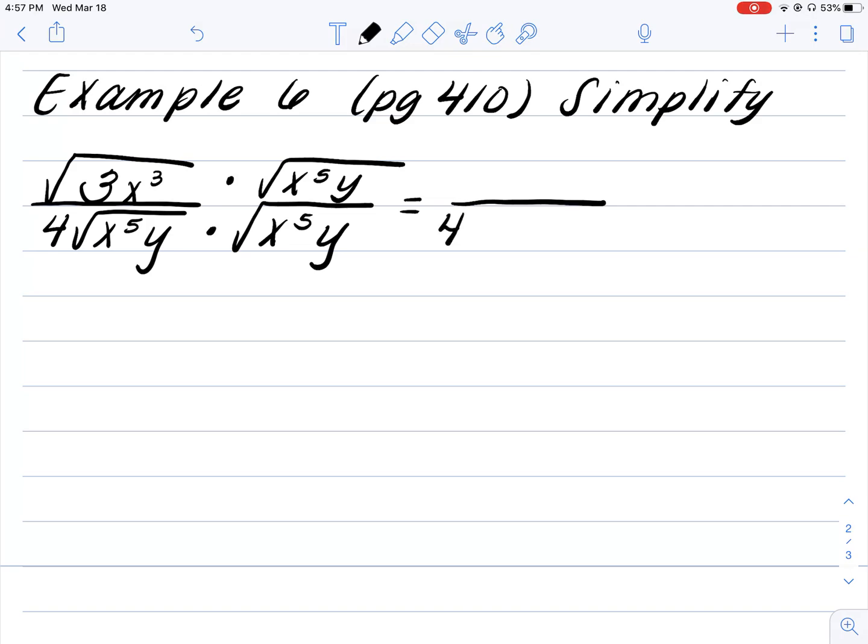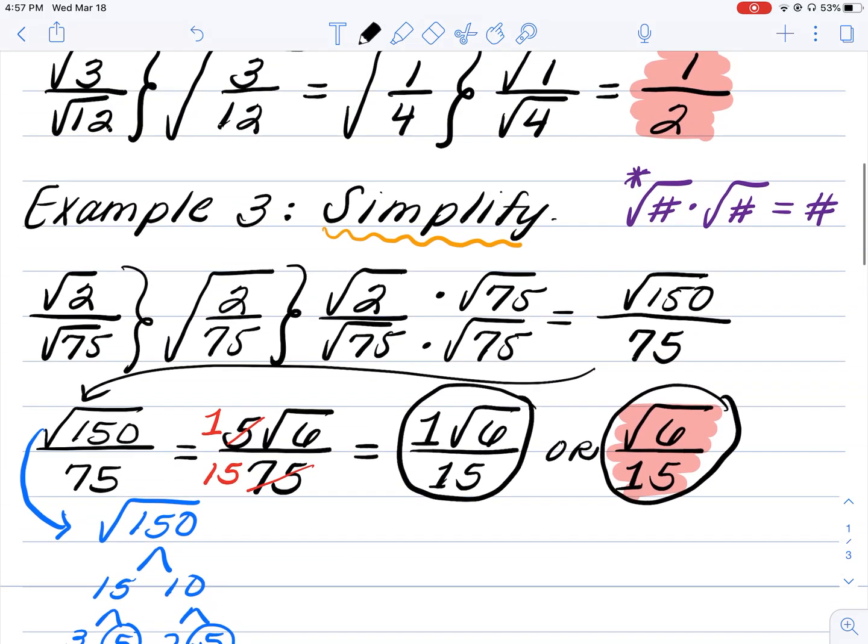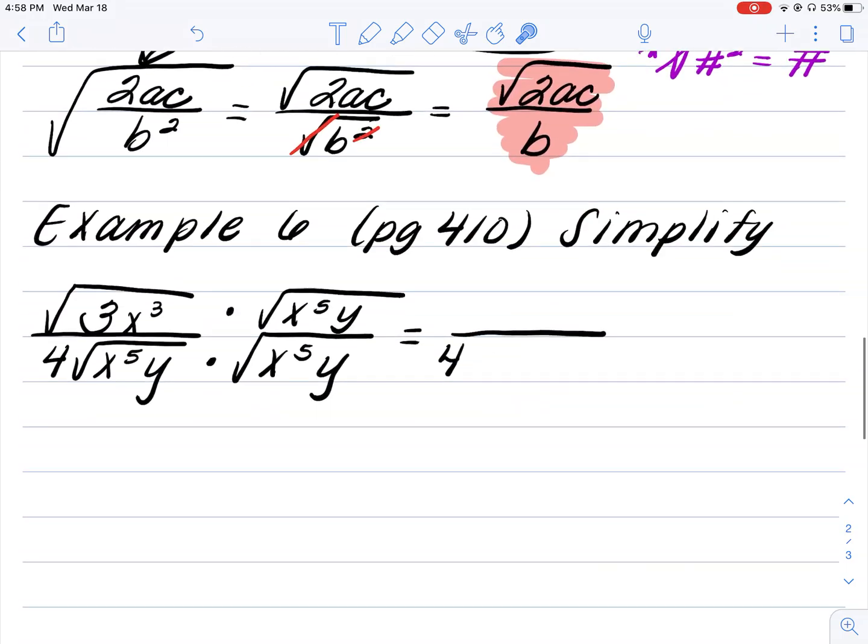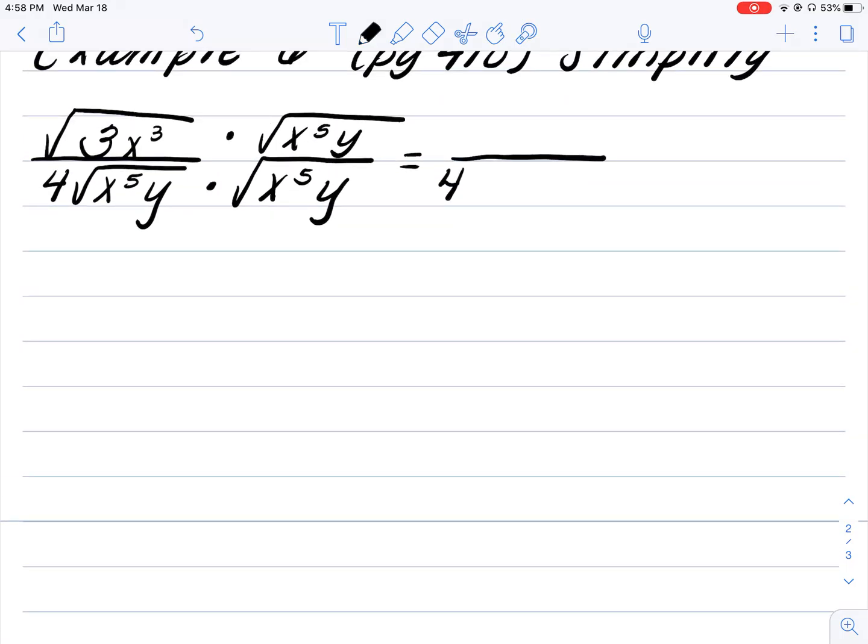And remember the other clue that I gave you in purple here. When you have a radical of something and you're multiplying it with the same exact value, it's just the number or variable itself. So these are exactly the same: x to the fifth, x to the fifth, y and y, they're both in the radical being multiplied. So it's just x to the fifth y.